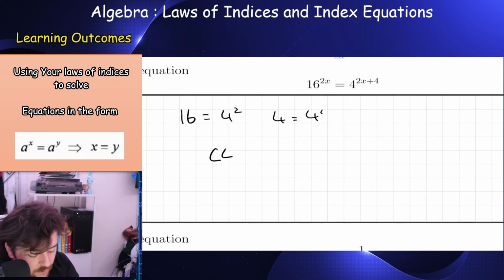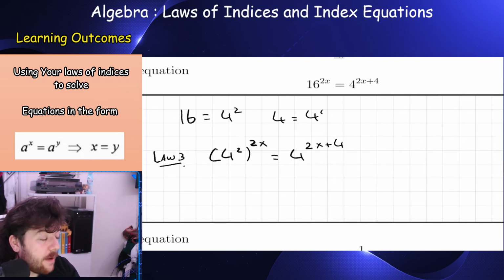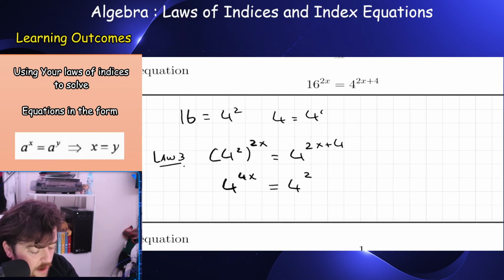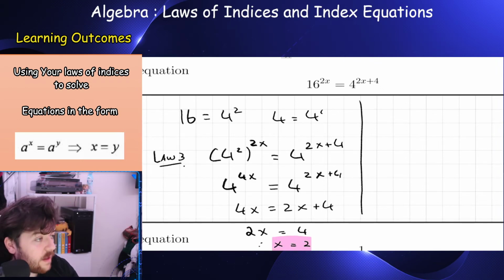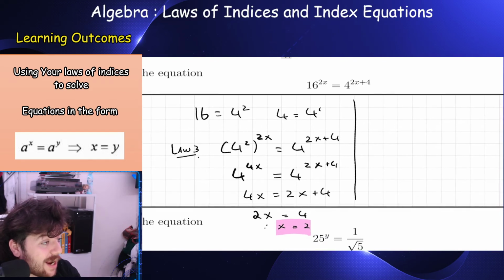So I have now 4 squared to the power of 2x equals 4 to the power of 2x plus 4. So I'm using law 3 now. I really hope it's law 3 and didn't mix them up. Anyway, power to a power, I multiply. So 4 squared to the power of 2x is the same as 4 to the power of 4x, which equals 4 to the power of 2x plus 4. Same base, let the powers equal. So I have 4x equals 2x plus 4. Letters to the left, numbers to the right. 2x equals 4, x equals 2. So x equals 2. And again, if you just sub that into your calculator, you can check your answer.